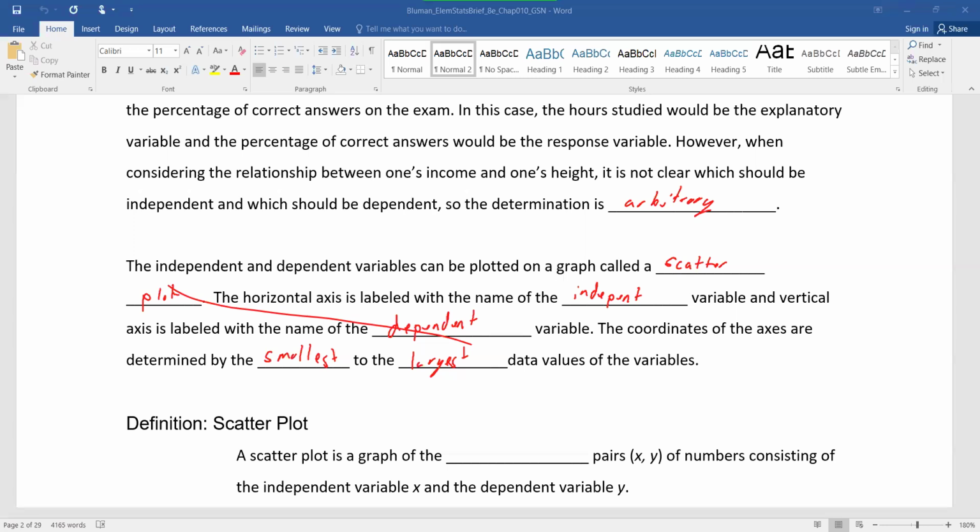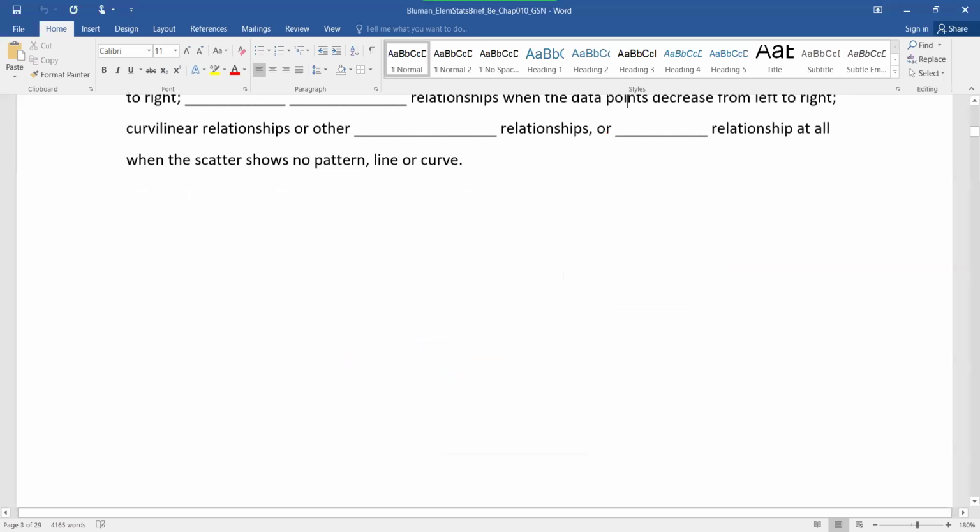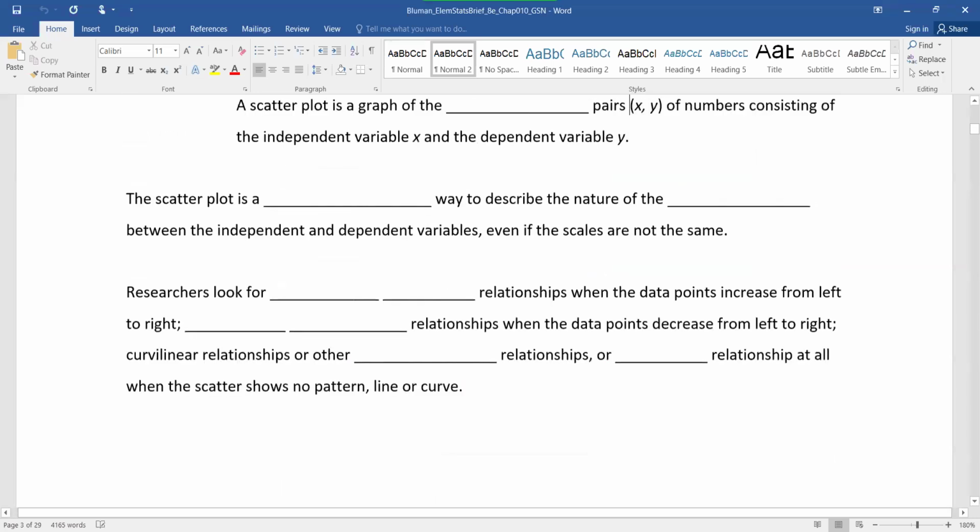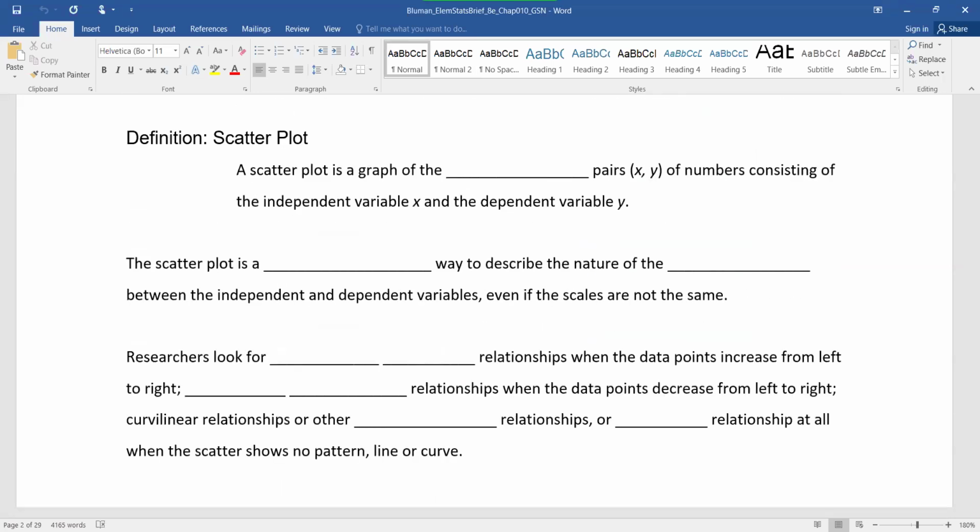All right, so the definition of a scatter plot. A scatter plot is a graph of the... Hey, this is like the first time that the definition here wasn't the blank. It finally happened in the last chapter, right? But it is the ordered pair. Yes, ma'am. Yeah, pretty much. So a scatter plot is a graph of the ordered pair of numbers consisting of the independent variable x and the dependent variable y.